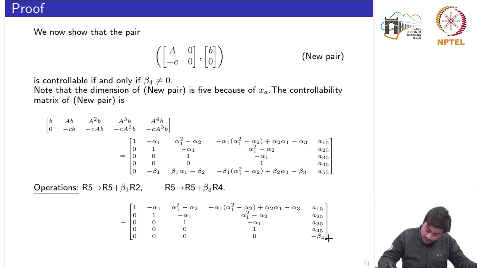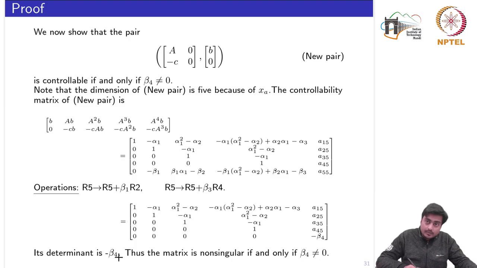Now if you pay attention to this controllability matrix, first of all it is an upper triangular matrix, and the determinant of this matrix is minus beta 4, meaning that the matrix is non-singular if and only if beta 4 is not equal to 0. So we have started to show the controllability of this pair. We wanted to compute the rank of the controllability matrix, which should be full rank and not a singular matrix, and that is possible if and only if beta 4 is not equal to 0, right? Which establishes the result.